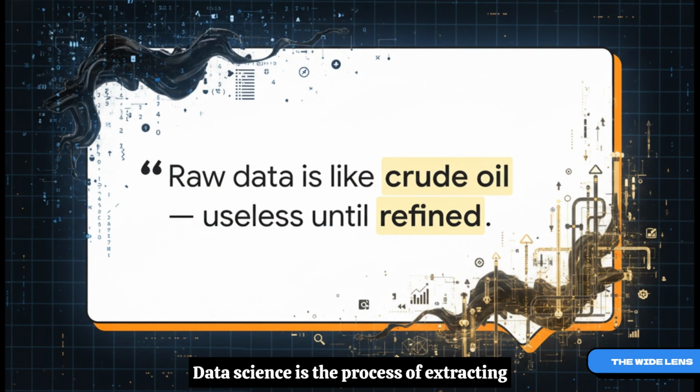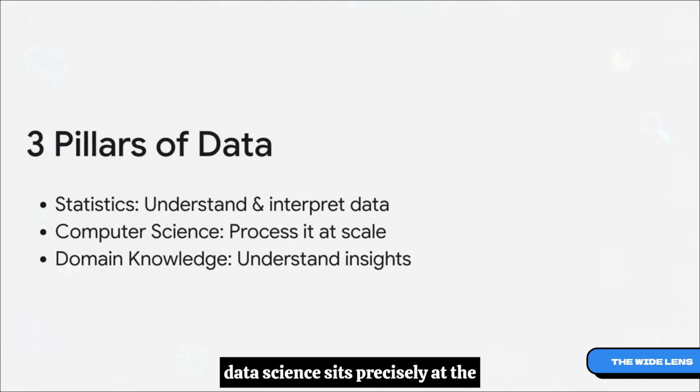Data science is the process of extracting meaningful, actionable insights from those giant messes of raw, unrefined information. Basically, data science sits precisely at the intersection of three pillars. First, statistics, to interpret the data. Second, computer science, to process all that data at a massive scale. And third, domain knowledge, which means actually understanding the specific business you're looking at. Take Netflix, for example. They use computer science to process your clicks, statistics to find patterns, and their domain knowledge of entertainment to predict exactly what movie you're going to want to watch this Friday night, often before you even know it yourself.